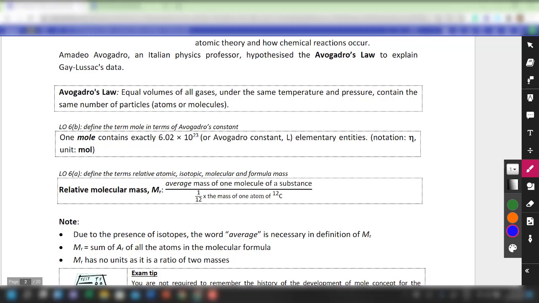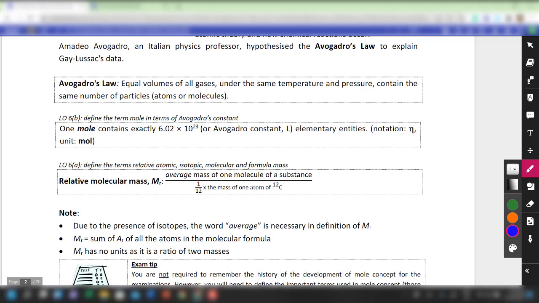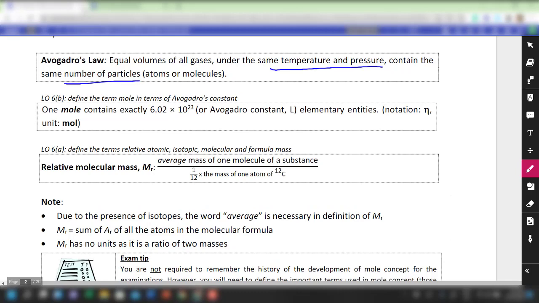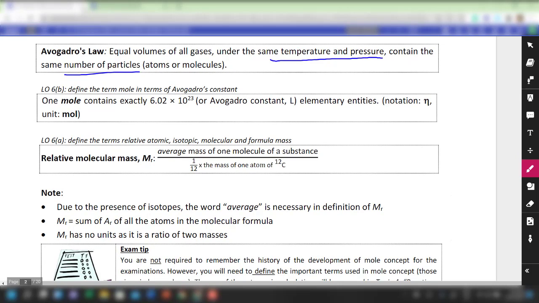So I think the first thing we need to understand is Avogadro's law, which is important for you to understand and derive future relationships. It reads: equal volumes of all gases under the same temperature and pressure contain the same number of particles. Then in these two learning objectives, which you will be familiar with from secondary school, 1 mole is defined exactly as 6.02 times 10 to the power of 23. Of course, there is a more accurate one, which is 6.023, which you might have read before, but for H2, I think we'll leave it as it is.